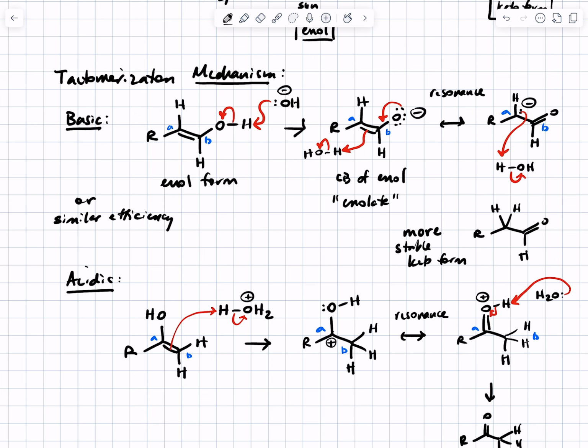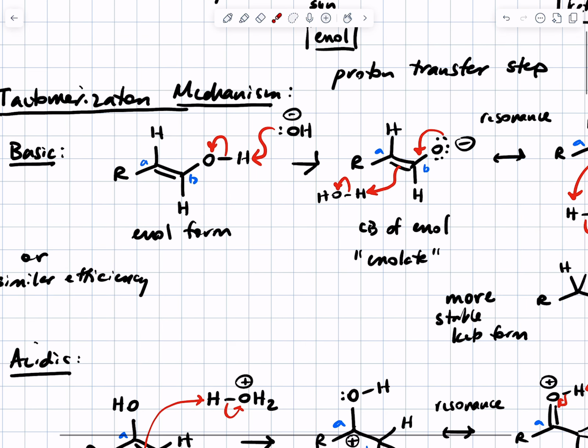Here's how that process happens. You will notice that tautomerization mechanisms involve simply proton transfer steps. The only thing that's changing here is where protons are. So, under basic conditions, OH minus deprotonates the enol. You get the conjugate base of the enol, which is called an enolate.